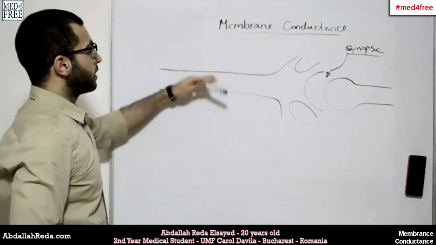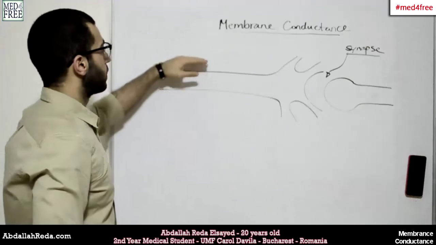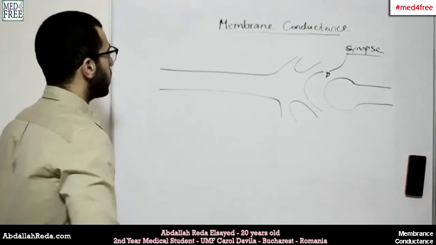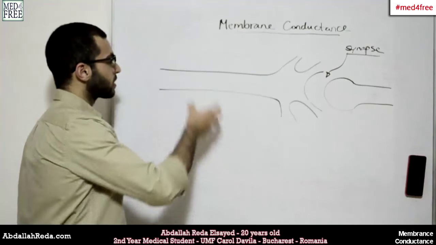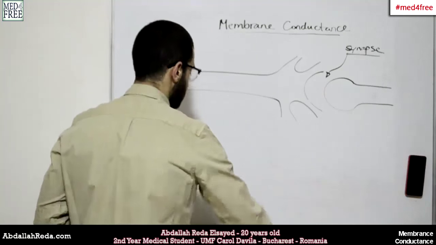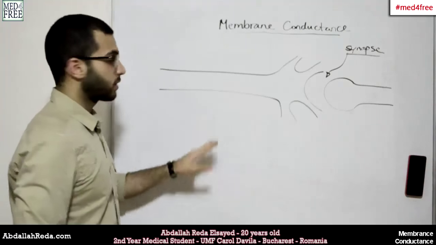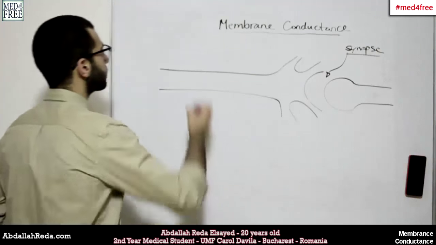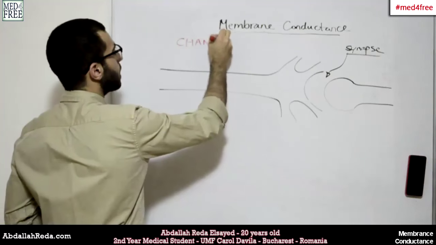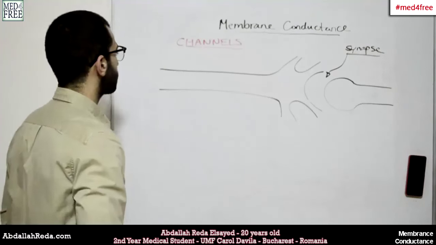Now this membrane conductance, which involves the exchange of ions or the movement of the ions from one side to the other, of course would be done through some certain specific structures that would allow this process. And these structures are called channels. And we have three types of channels.